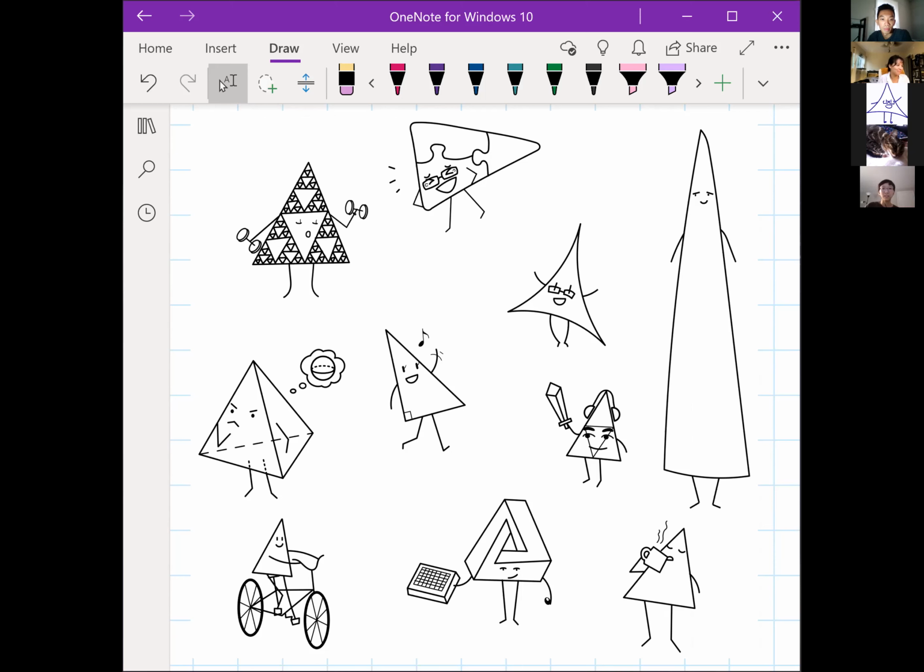So I already knew what my favorite was. It was this one, the hyperbolic triangle. So that's supposed to be me as a hyperbolic triangle. And so I went around and asked everyone what their favorite triangle was. And I came up with the design that you see here.